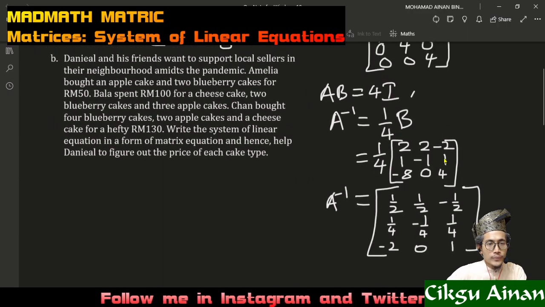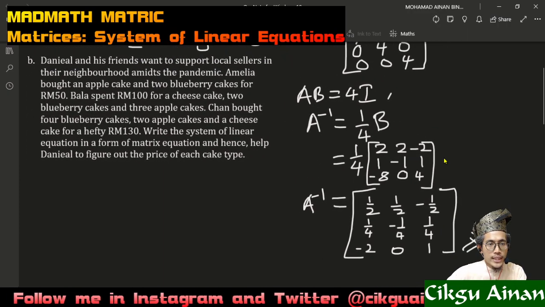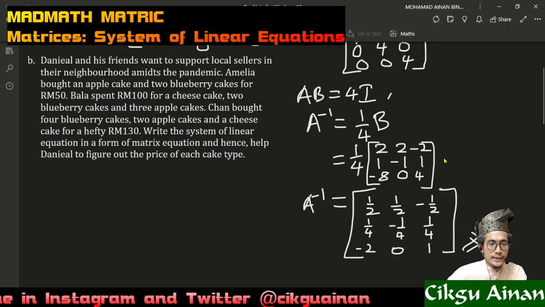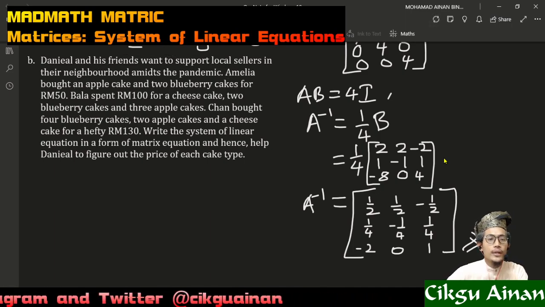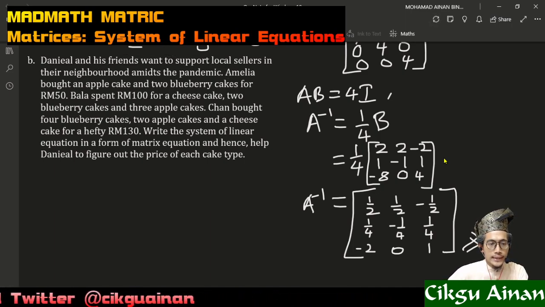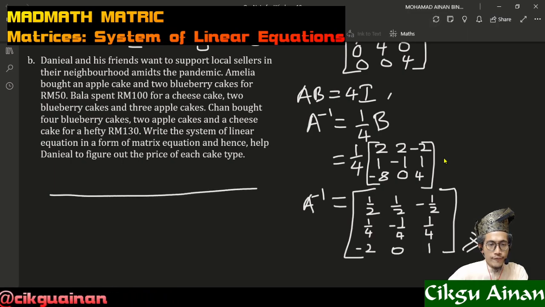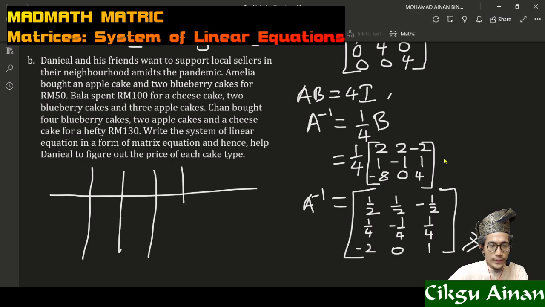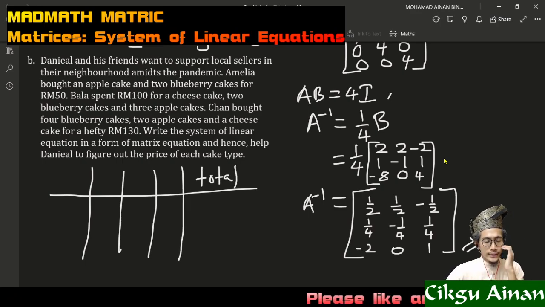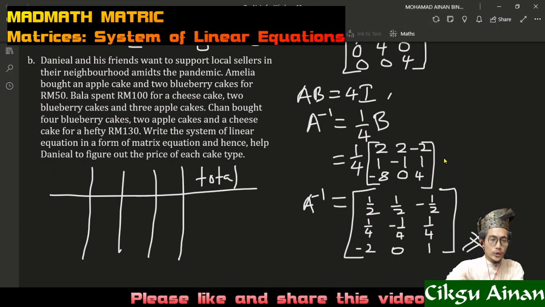Now, let's proceed to the next one. This one also has English sentences. Don't panic. As I told you already, we can form the table over here. For sure, this one is the total. Maybe total number or total price or total cost, it doesn't matter. But it is a total.